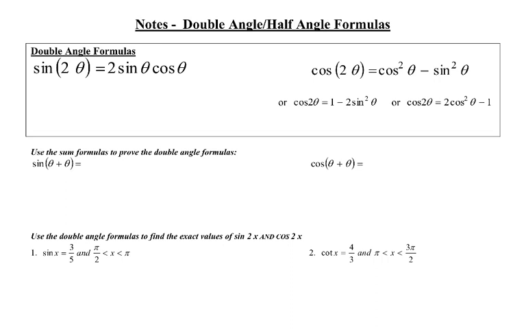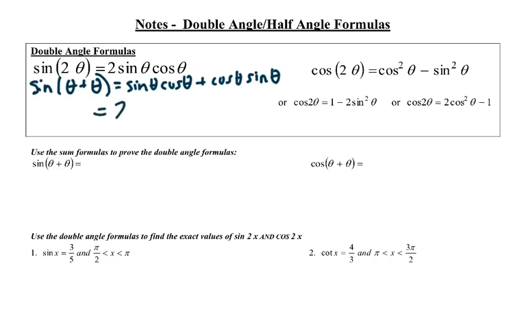So the first one is the double angle for sine, or sine of 2 theta. We remember that 2 theta can really just be written as theta plus theta. So if we put that into the sum formula from yesterday, it would be sine theta cos theta plus cos theta sine theta. And we recognize that those are like terms, right? Sine cos, cosine sine. So it's basically having 2 sine cos. So that kind of proves, if you will, that formula.